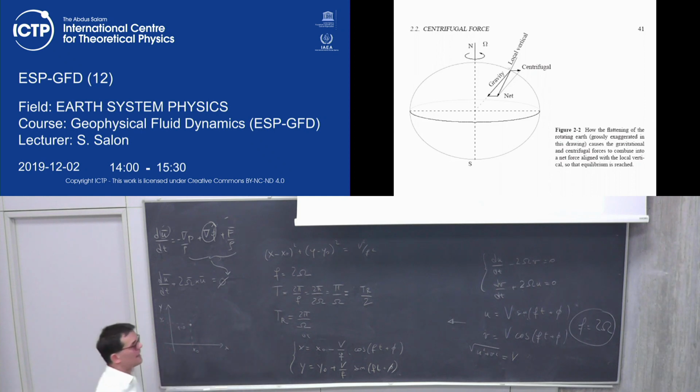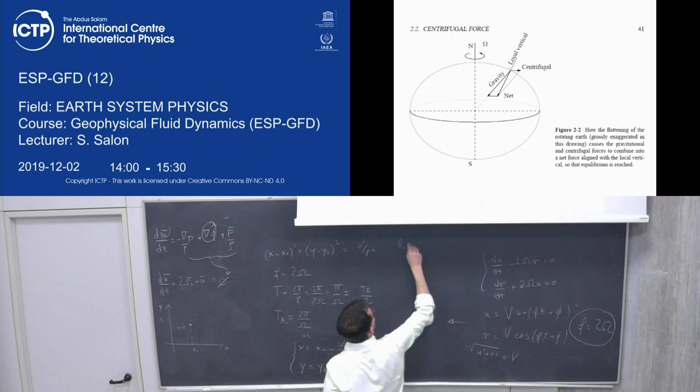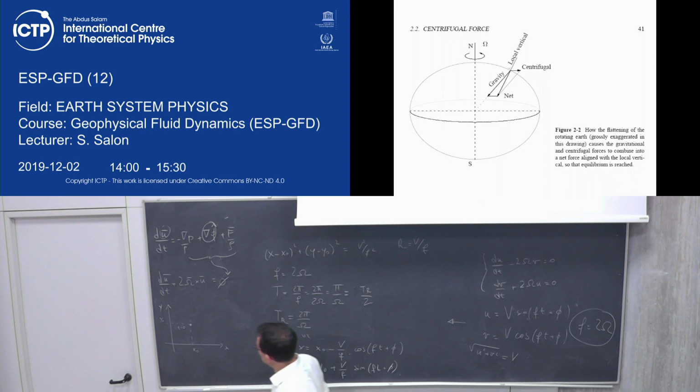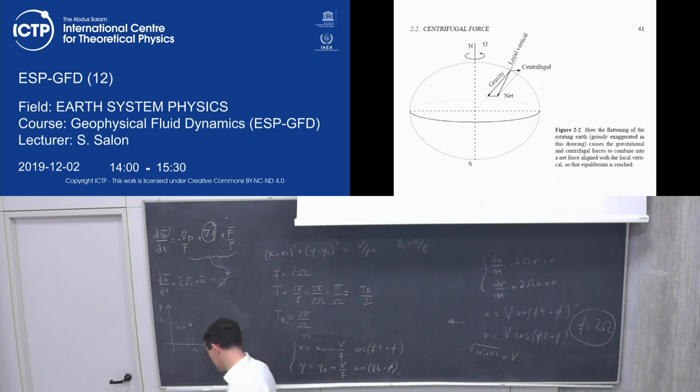So in the time that the whole table has done one whole rotation, my parcel here will have done two. Okay? Because the period is half. And this is the radius. The radius is given by the initial velocity, capital V, divided by the frequency f.